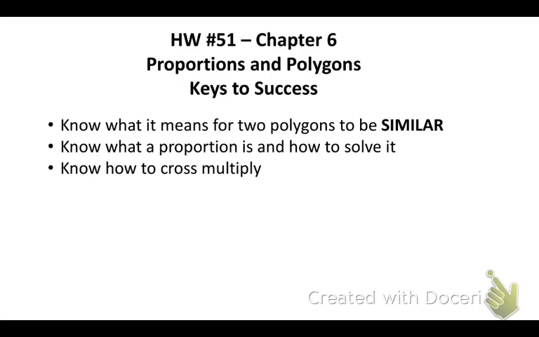Chapter 6 is about proportions and polygons, and here are some keys to success on the final. Know what it means for two polygons to be similar, and we'll go over that. Know what a proportion is and how to solve it. And in order to do this, you need to know how to cross multiply. We've done quite a bit of that on your homeworks and in class, so it shouldn't be a problem, but we will go over it in this video.